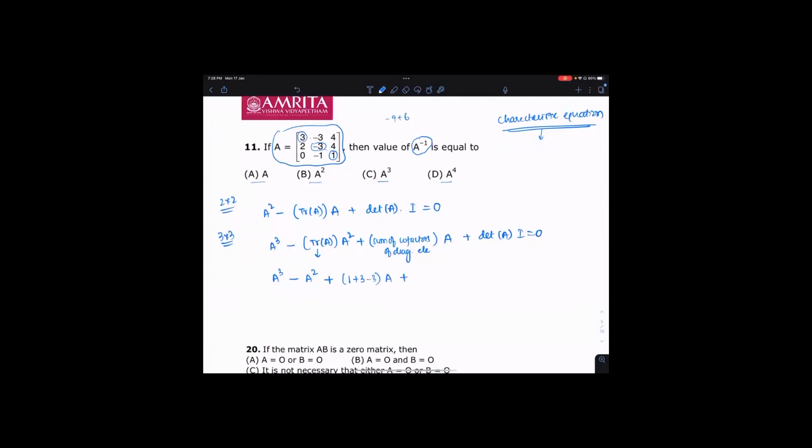Next, at last, determinant. What is det? You can find using the last row. 0 is there now. So 0 into, so that is 0 only. Next, plus 1 into 12 minus 8, which is 4, minus 1 into minus 9 plus 6 again, which is minus 3. Sorry, last one plus. No? Yeah. 4 minus 3, which is 1. So it is I. So basically, a cube minus a square plus a plus I.